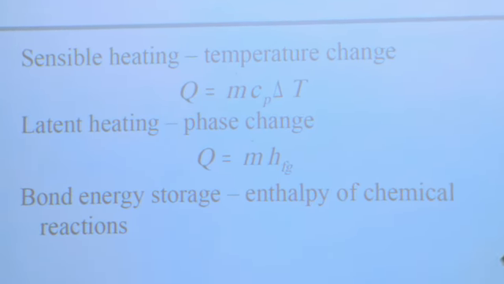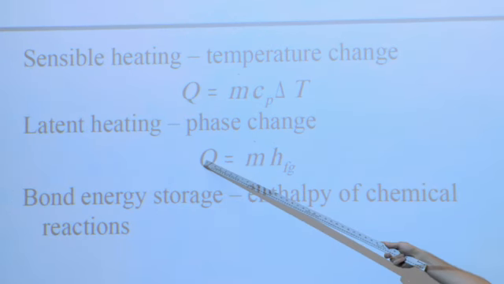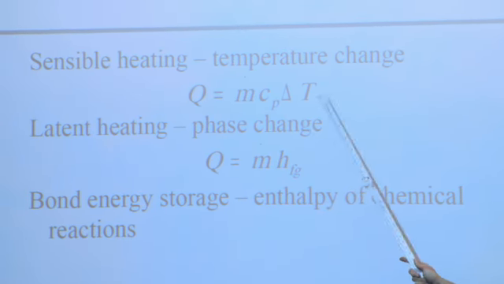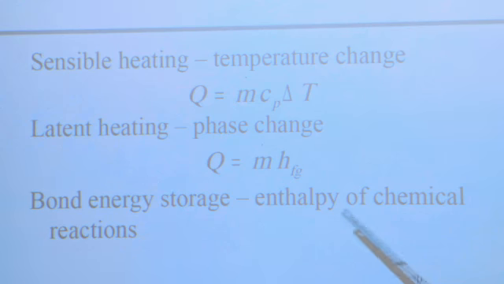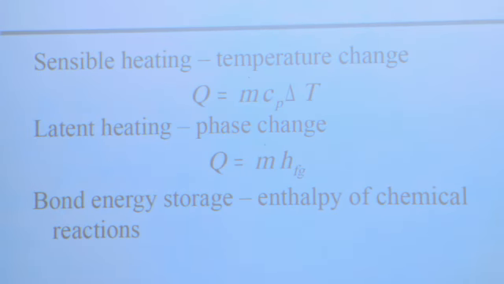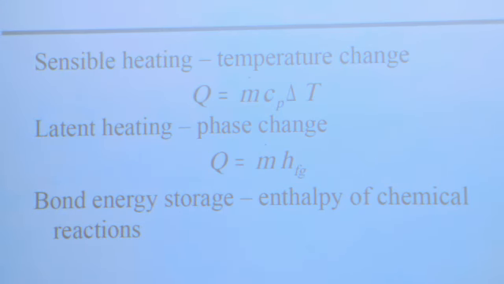Latent heating is a phase change. So the amount of heat put in is dependent on the heat of vaporization or the heat of melting, boiling, freezing, whatever. And there's also some bond energy storage, which is what I say, you store energy in a chemical reaction. So you can run a chemical reaction in one way or the other and add or remove heat accordingly.